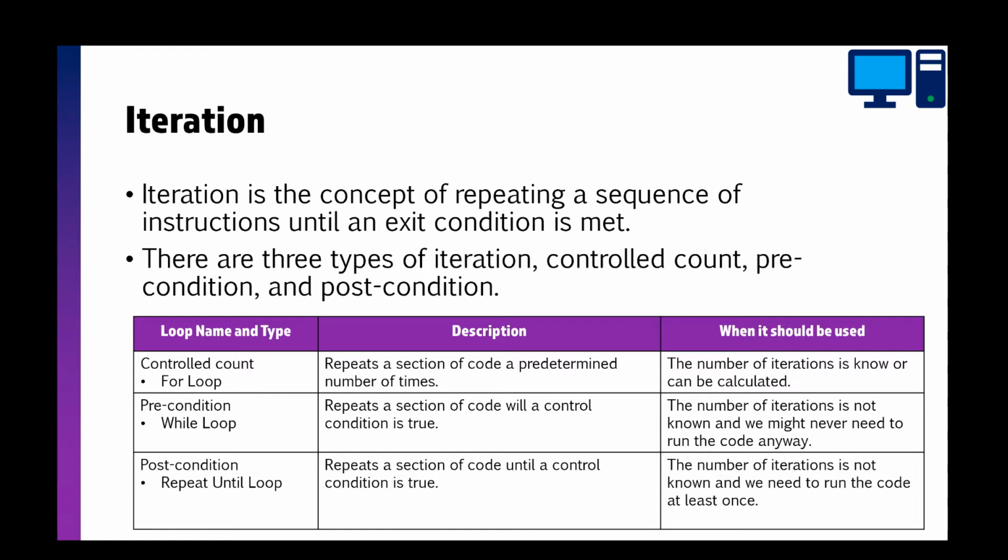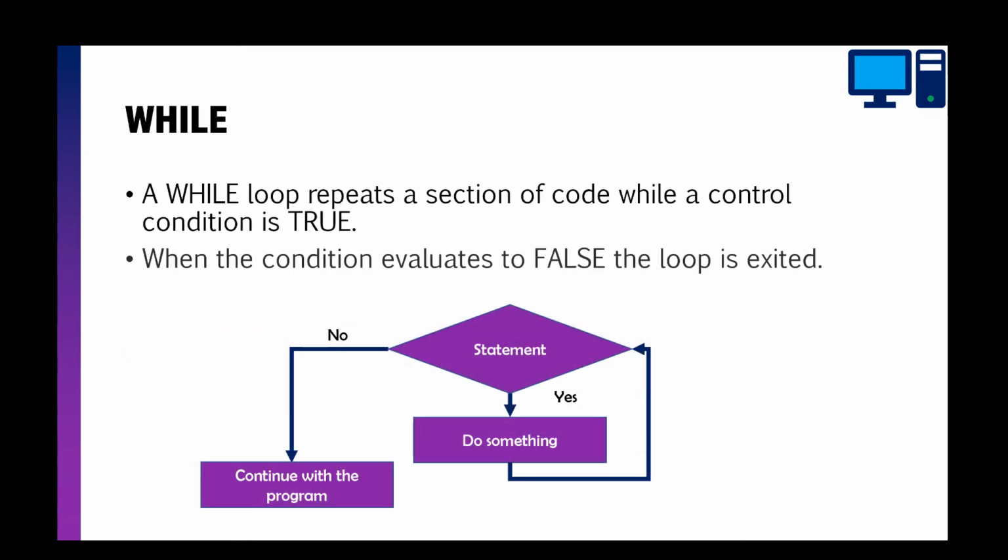A precondition loop is where we're not sure how many times, or at all, our program will loop. So it might be a case of it keeps asking somebody to enter the answer to a question as many times as necessary until they get it right. Well, if you get it right first time, it's not going to ask you again. So that's where we use a while loop, or a precondition loop. It repeats sections of code whilst a control condition is true. As soon as the condition evaluates to false, it exits. So if it's true, or yes, you're going to keep looping around and around. As soon as that changes to no or false, it'll continue with the rest of the program.